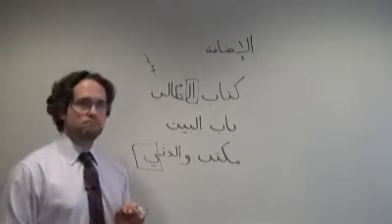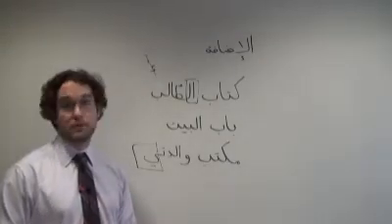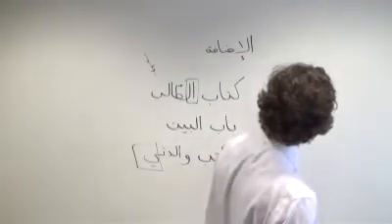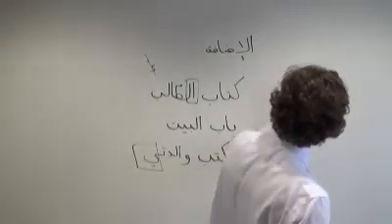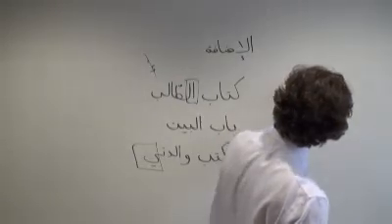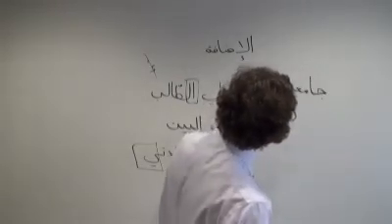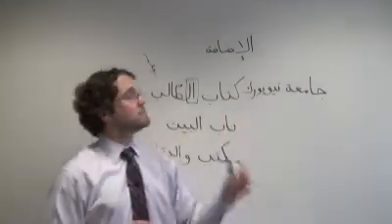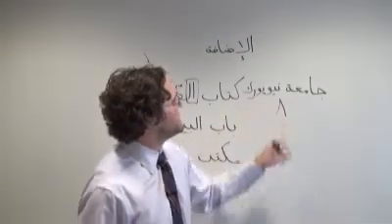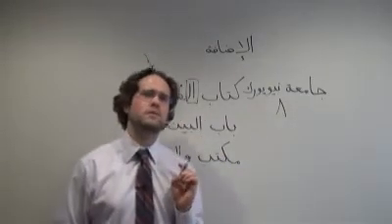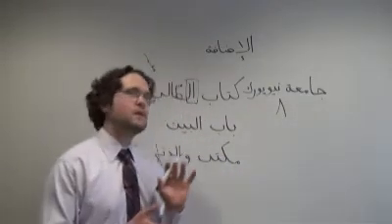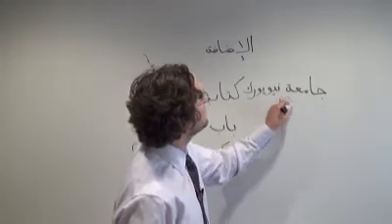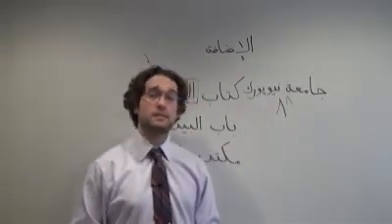One final way that nouns can be definite is if they're proper nouns, right? So if I wanted to talk about the University of New York, NYU, I would write Jami'at New York. Notice that I haven't put an alif lam on New York because there is only one New York. New York is a proper noun, so I don't need to give it additional definiteness. It's already definite. Also notice that here, when I say it as a phrase, I say Jami'at New York.